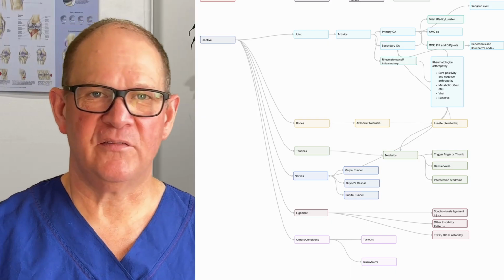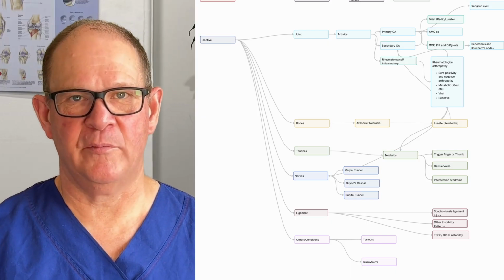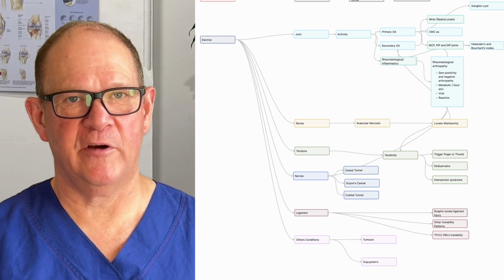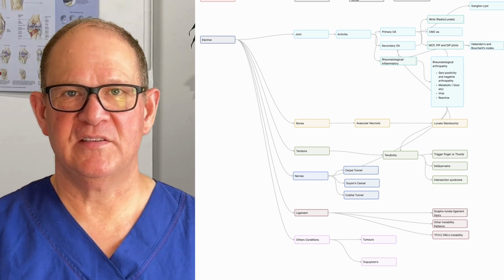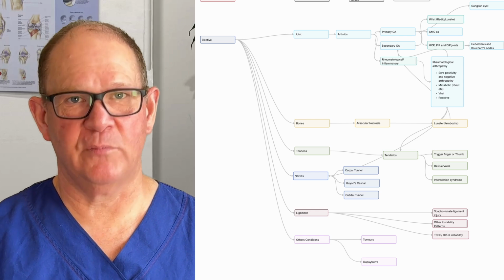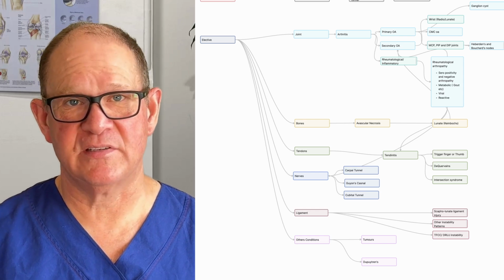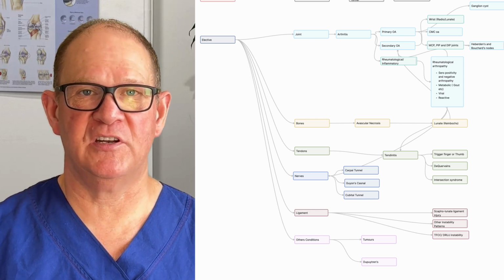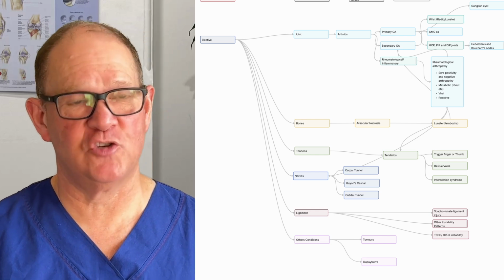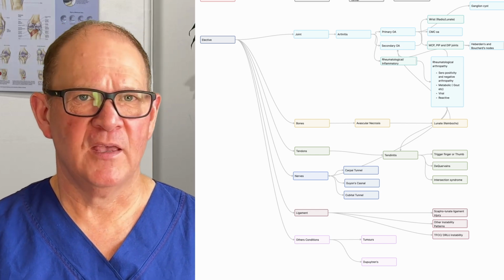All right, well, they're the main traumatic conditions. What if we move on to elective hand conditions? The elective issues are those that don't require an emergency trip to a hospital, but definitely require attention in the clinic. We can divide these into five key areas as well: joints, bones, tendons, nerves, and ligaments. Plus, we've also got an extra category for those conditions that don't quite fit in anywhere else, like tumours and miscellaneous conditions.